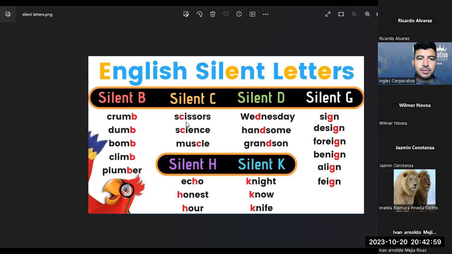Ok, no problem. Tenemos scissors, science, y una que es claro ejemplo de por qué en inglés debemos ponerle atención a las letras que son silenciosas: es esta. Wednesday, ni siquiera es Wednesday. Se pronuncia miércoles. Así, Wednesday. No se pronuncia la D. Aquí aparece la D, pero la E tampoco se pronuncia. Fíjense bien. Wednesday. Son dos sílabas. No es Wednesday.